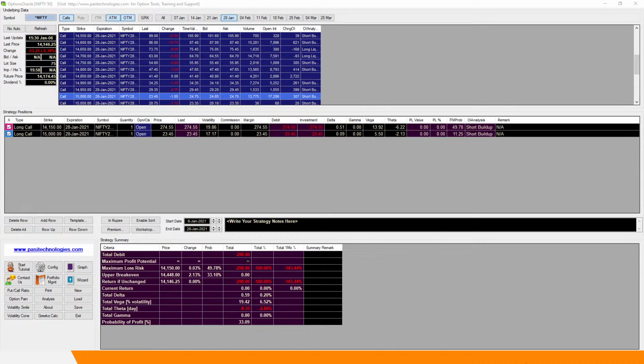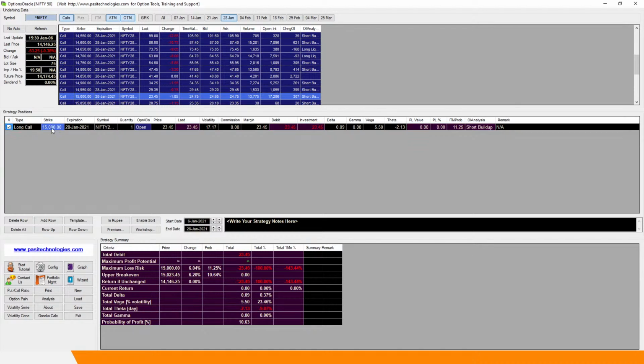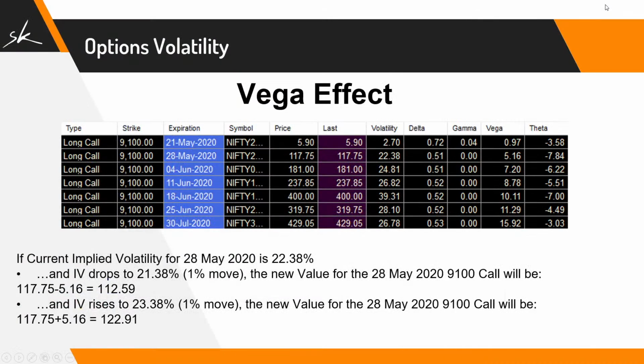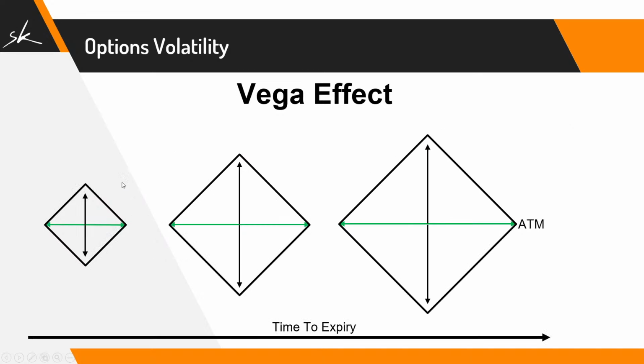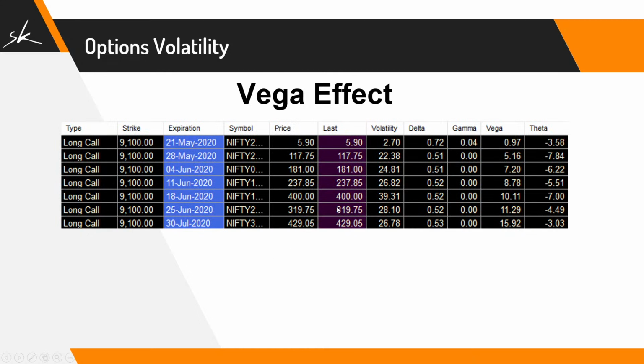So this is what Vega is all about. Vega basically tells you how much the value of the premium of an option will change given a 1% change in the implied volatility. And the best way to remember this is by remembering these three kites. The closer to expiry, the smaller the Vega; the further away from expiry, the bigger the Vega. Similarly, the more we start getting deep in the money, the smaller the Vega; the more we start getting out of the money, the smaller the Vega. And that will also apply to all other expiries.